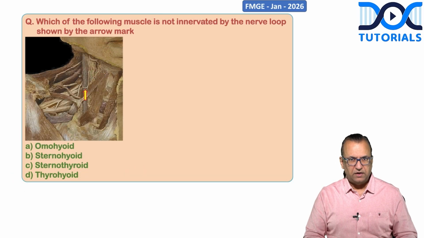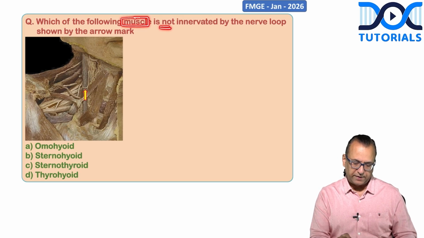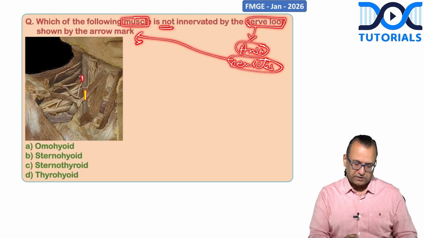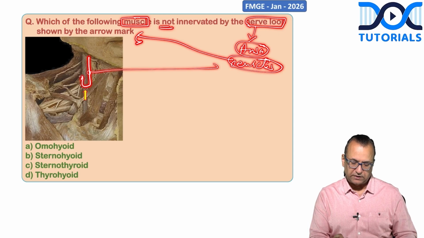A question in the neck region asking about some muscle not supplied by the nerve loop, which is the ansa in the neck region. So ansa cervicalis, shown by the arrow mark. You will see there is a nerve loop here in the neck region, and that is called ansa cervicalis. We'll draw a diagram also for the same purpose.